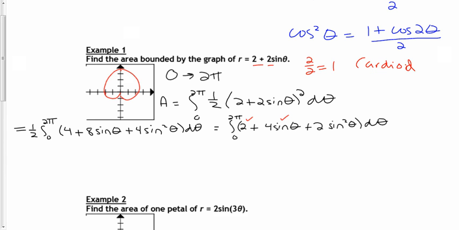However, this is troublesome right here. I cannot take the antiderivative of sine squared theta, which is why I'm going to use the first rule that I wrote down at the top. So I'm going to replace my sine squared theta with (1 minus cosine 2 theta) divided by 2. So let's rewrite this again.